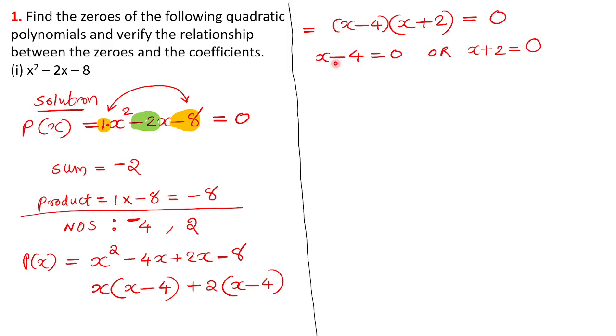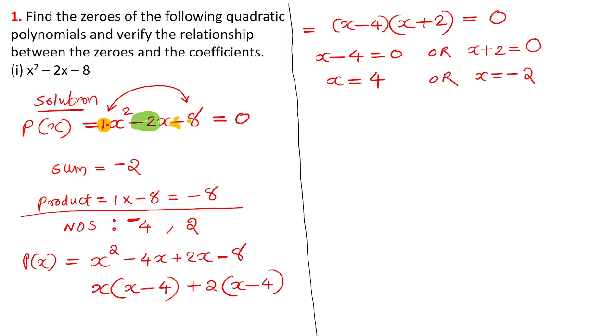What happens? X minus 4 equal to 0. If x minus 4 is 0, you will get x equal to 4. And if x plus 2 is 0, what happens? 2 can be taken to the other side, x equal to minus 2. These are the zeros of the given polynomial. When x equal to 4, this polynomial value will be 0. When x equal to minus 2, this one will be 0.